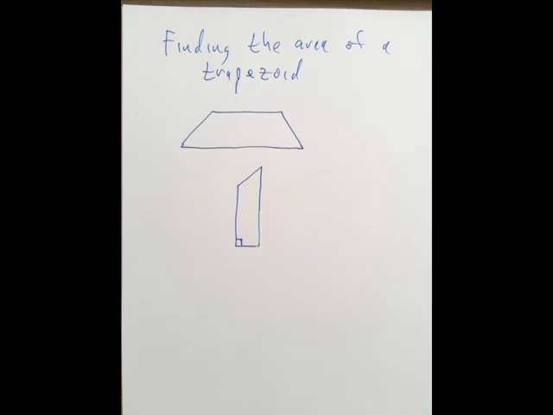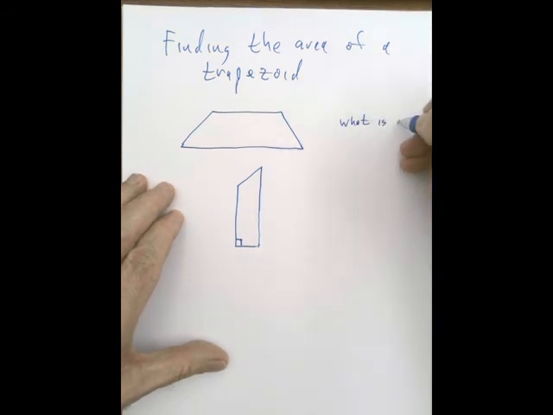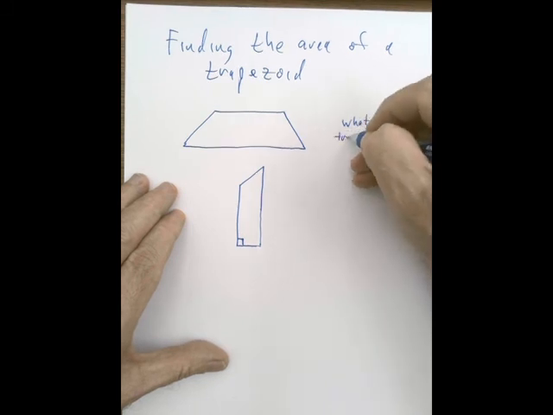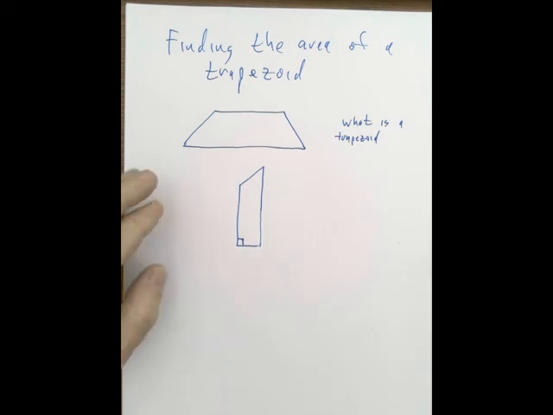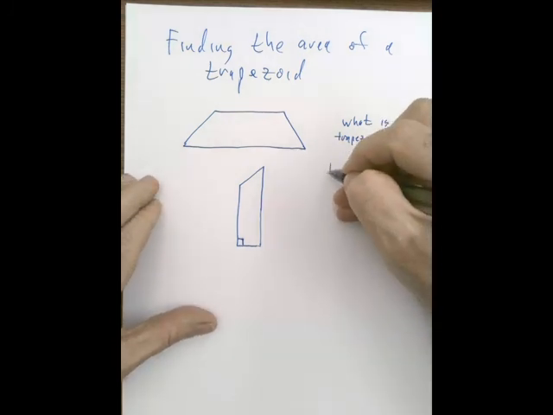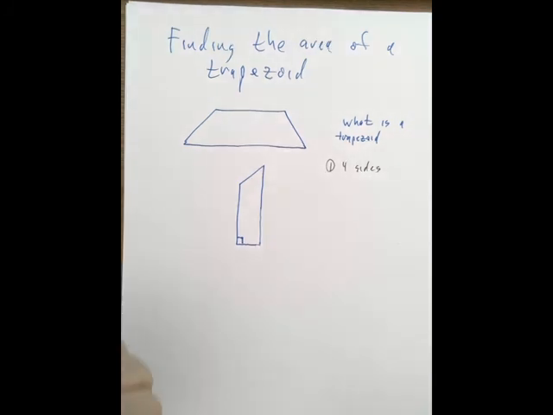All right, so here is our lesson about finding the area of a trapezoid. Now, what is a trapezoid? Well, write that question here. What is a trapezoid? Well, it's a funny name for a fairly simple shape. Trapezoids have four sides, like a square or a rectangle or a parallelogram.